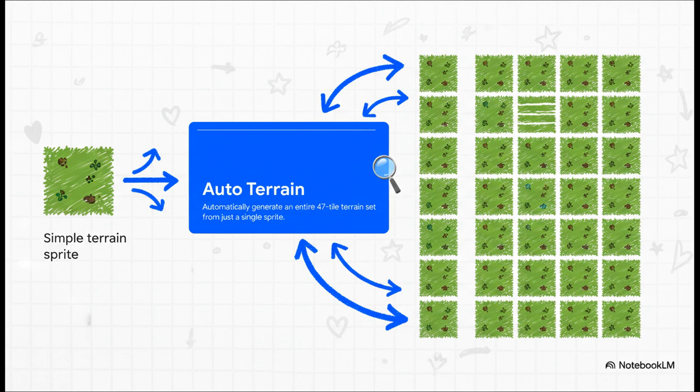And then there's this, which is just a massive, massive time saver. It's called Auto Terrain. You give it one simple sprite, just one. And from that one little piece of art, it generates the entire 47 tile set. All the corners, the edges, everything you need for a complete, natural-looking world. It can even add little details like flowers or rocks for you, automatically.